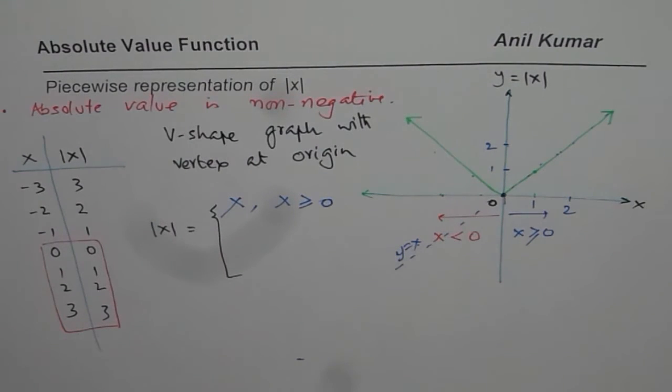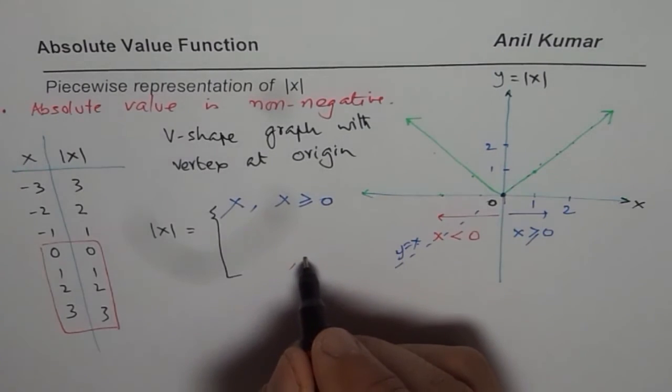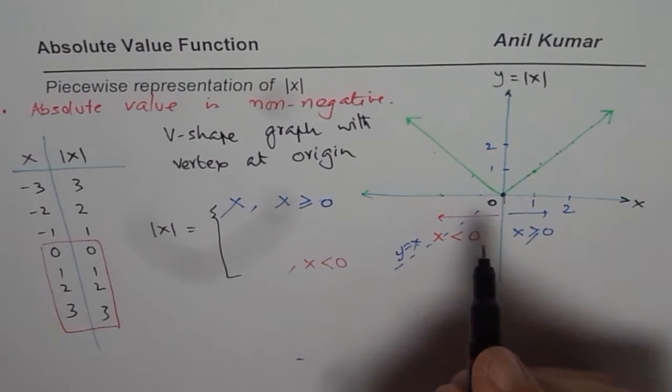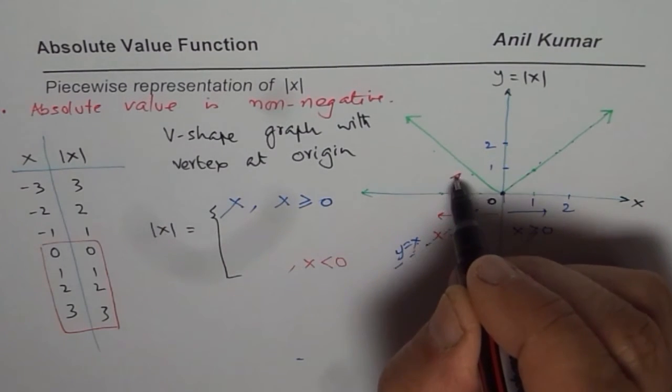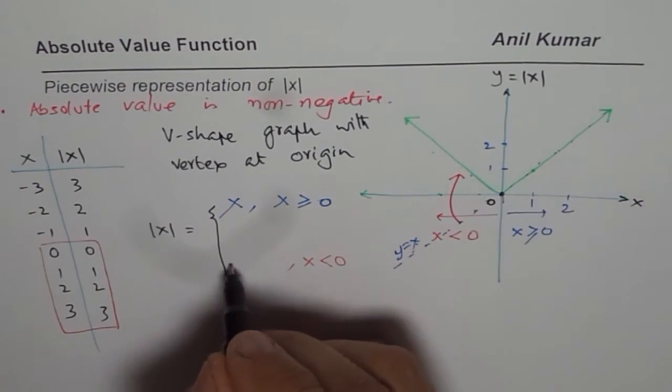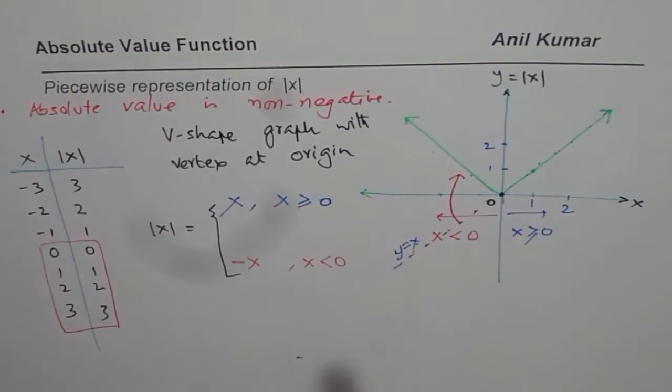Now, when you consider the left side, that is to say, when x is less than 0, each point on the line y equals x is reflected on the x-axis. So it is minus of x, right? So we could write this part as minus of x when x is less than 0. That is how we could represent the absolute function. Now these are two different pieces, and therefore we call it a piecewise function. Do you understand? So that is the way to represent absolute function as a piecewise function.